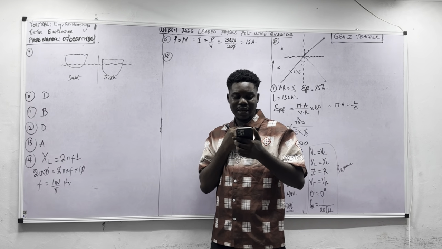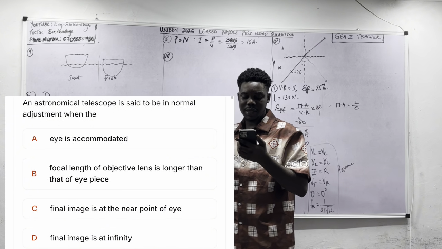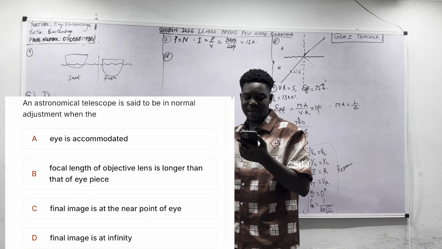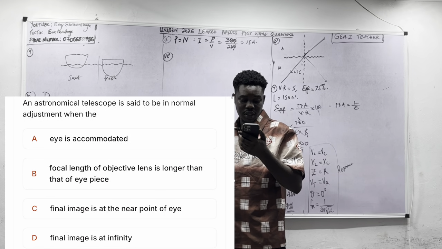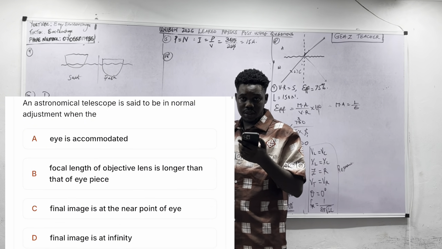Number 16, an astronomical telescope is said to be in normal adjustment when dash. The answer is when the final image is at infinity, option D.